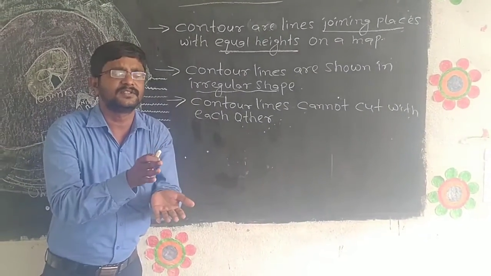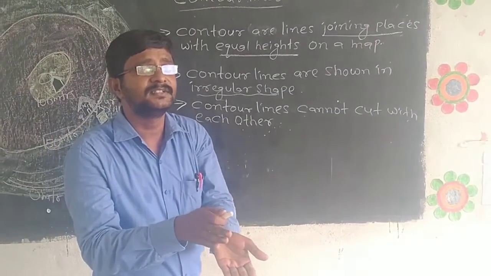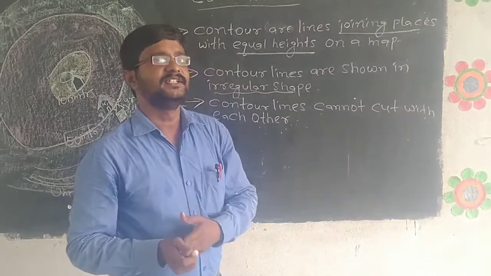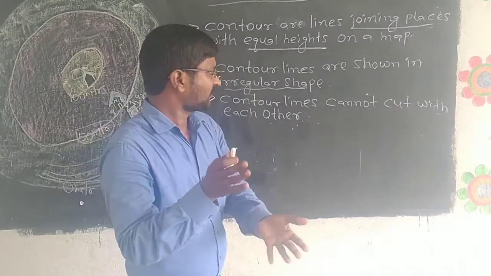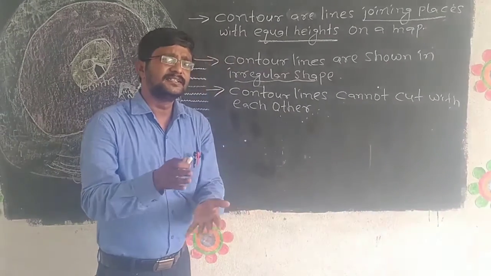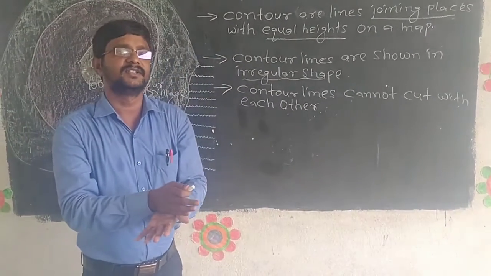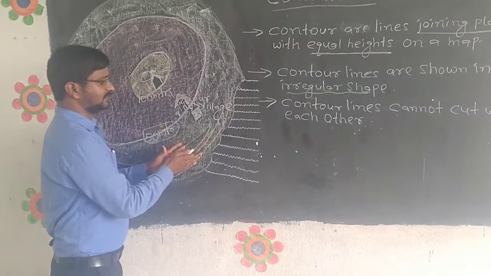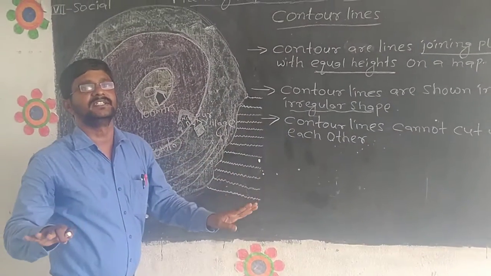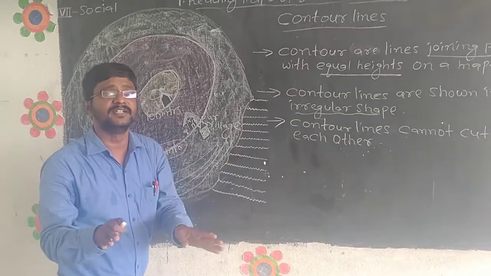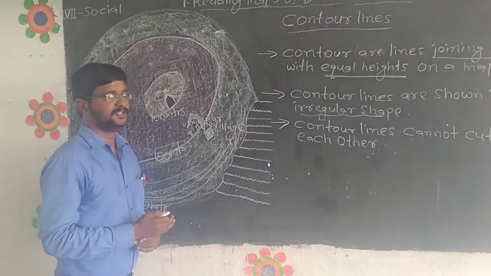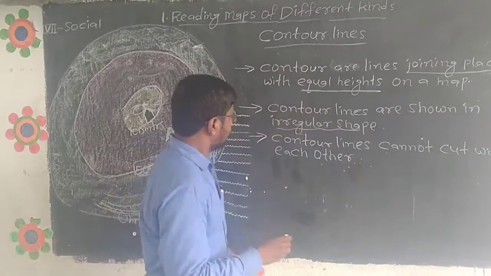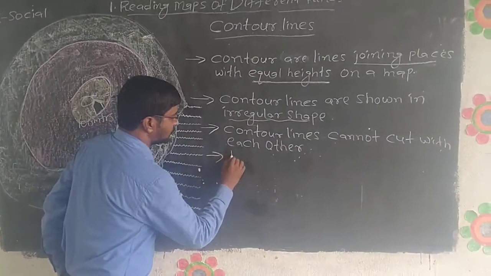They cannot cut with each other means they are separate from each other. So how they are changing each other based on their height. So here we have to remember, contour lines, they cannot cut with each other. They are separating based on their height. Okay, right. And next one is the distance between two contour lines.